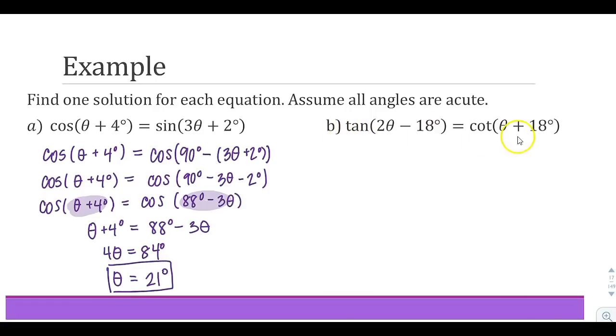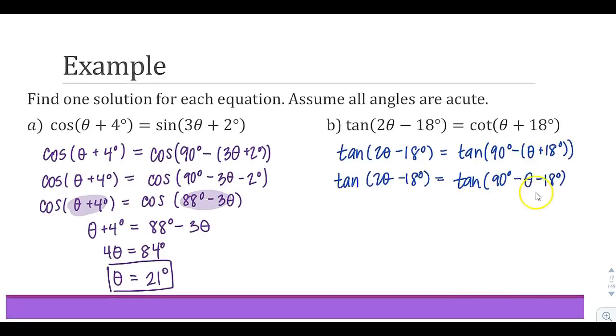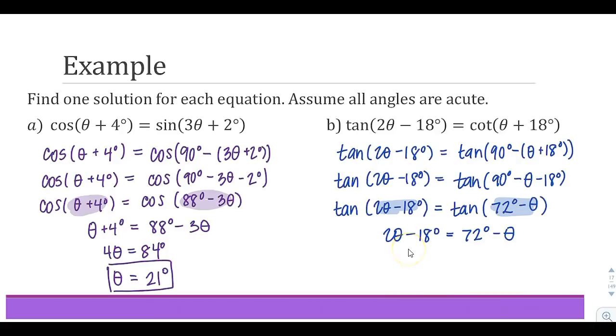And for part B, we're going to solve this equation in a very similar way, except we have tangent and cotangent. They too are cofunctions of one another. So we'll go ahead and rewrite cotangent as its cofunction. So here we have 90 minus parentheses theta plus 18 degrees, and then we'll distribute, and then combine like terms. And now that we have the same trig function tangent, we can set their arguments equal to one another, and then solve. So add theta to the other side, I get 3 theta, add 18 to the other side, I get 90. So this time my theta value is 30 degrees.